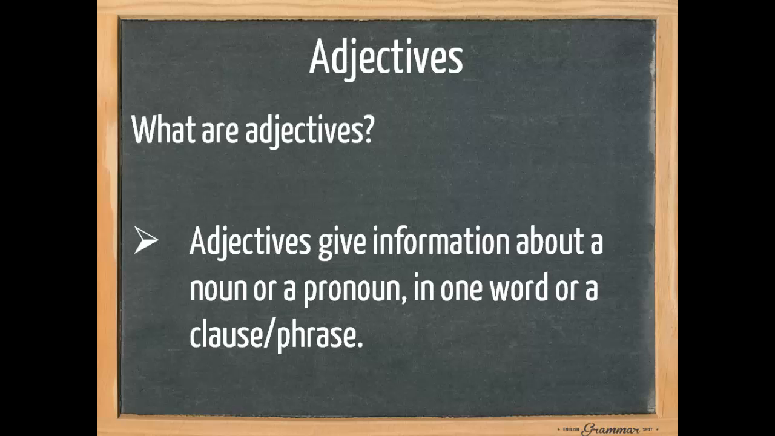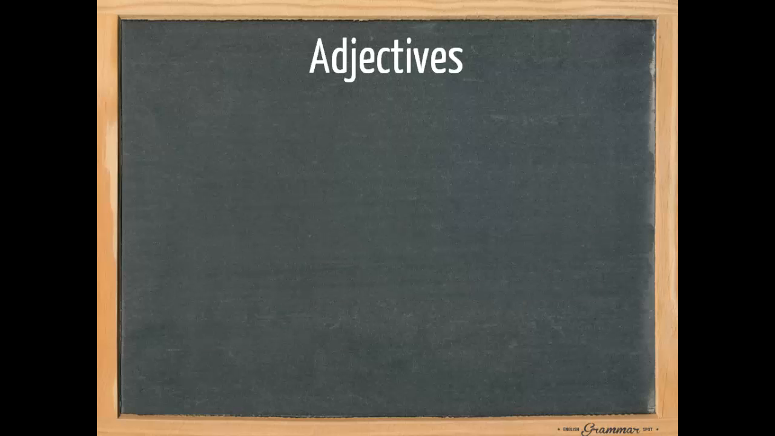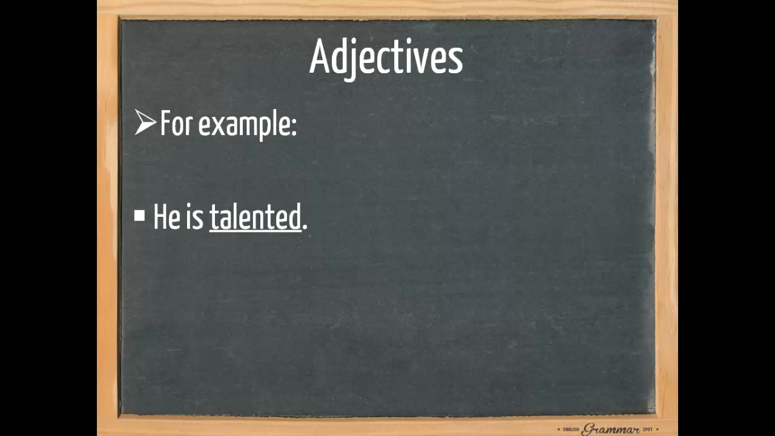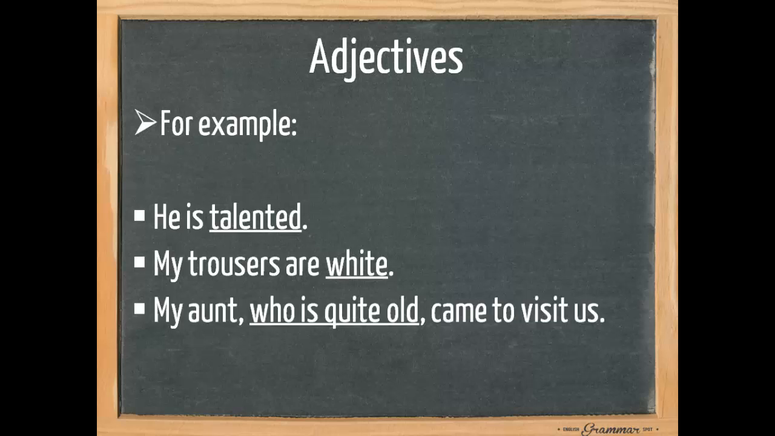What are adjectives? Adjectives give information about a noun or a pronoun. So a noun can be dog, cat, and a pronoun can be he, she, it, him, her, etc. This information can either be one word or an entire clause or phrase. And a clause or a phrase is a part of a sentence. For example, he is talented. Talented says something about the pronoun he. My trousers are white. White says something about my trousers here being a noun.